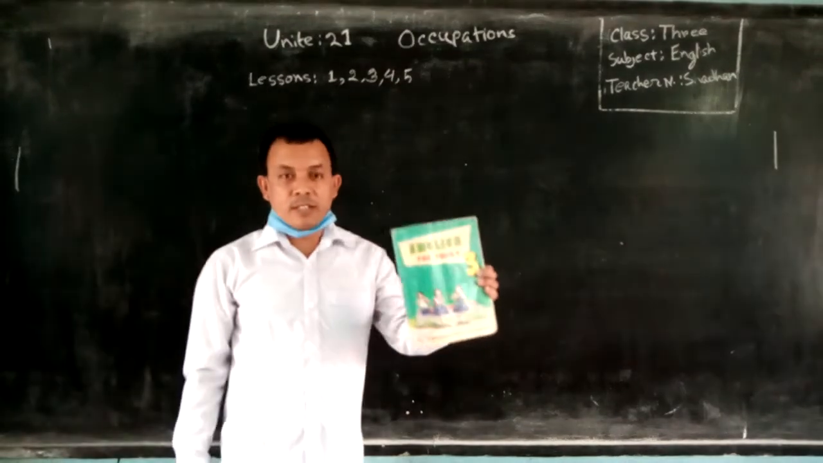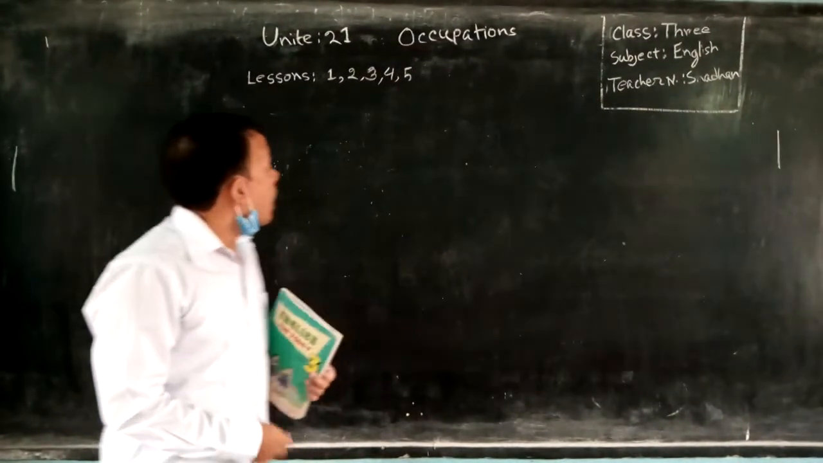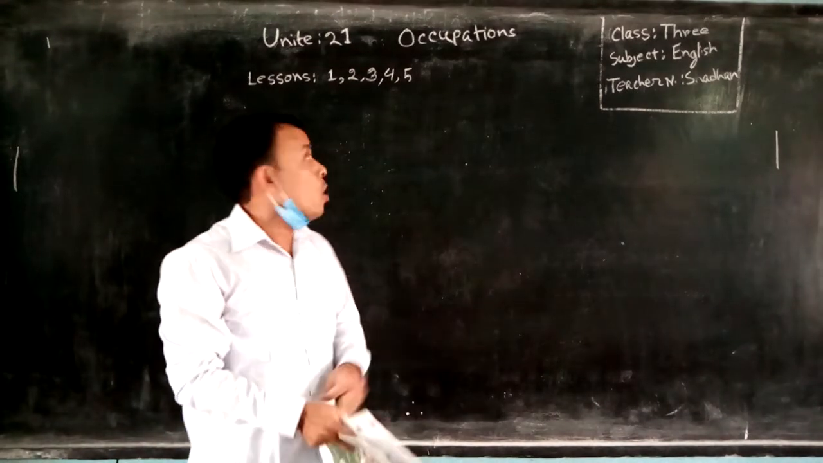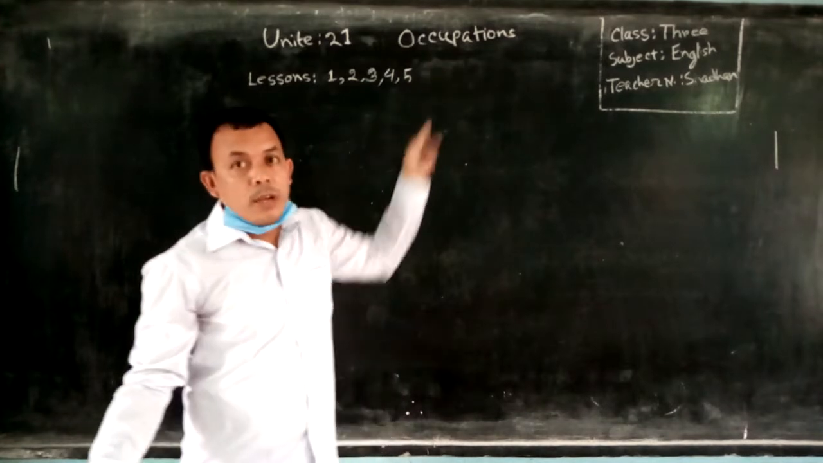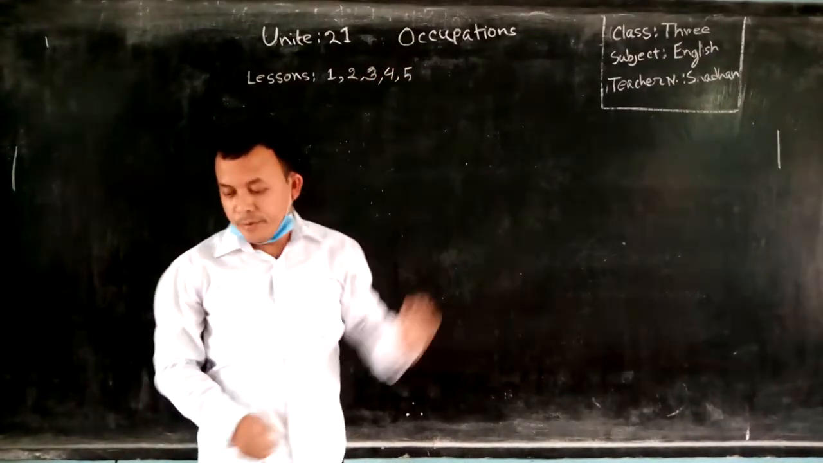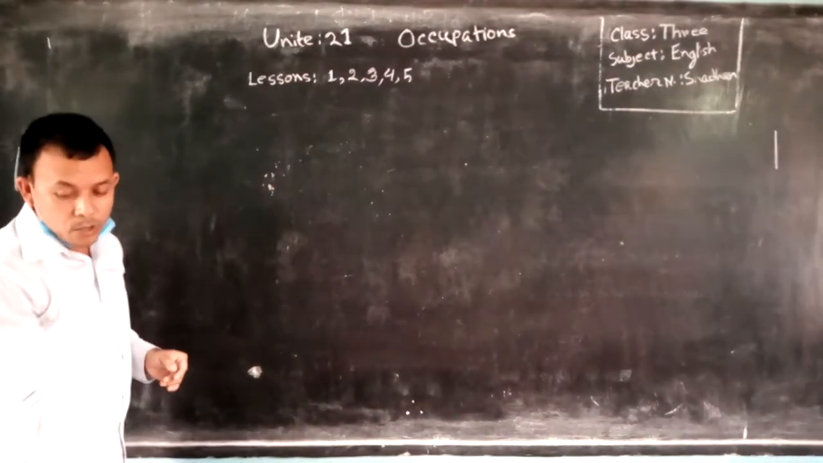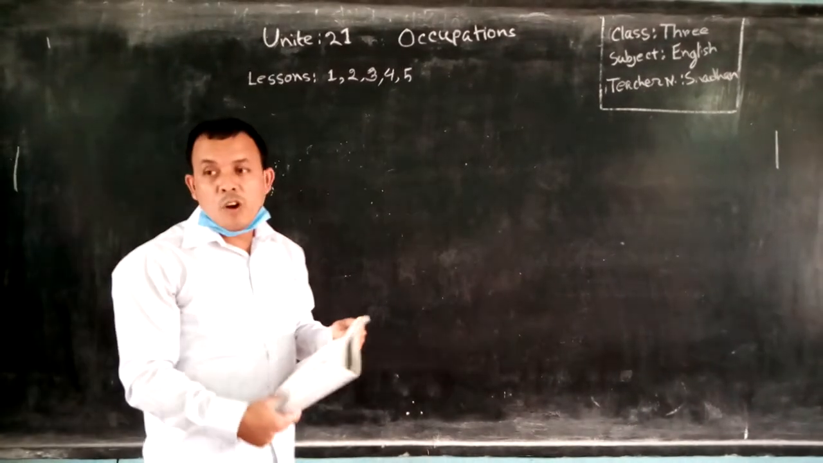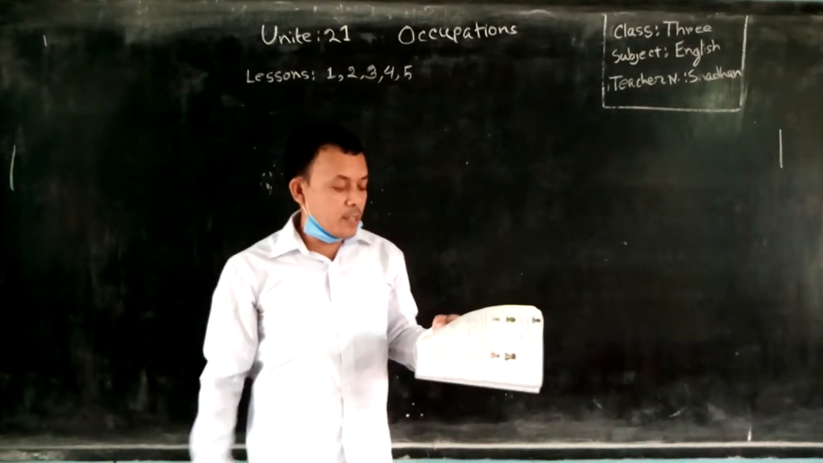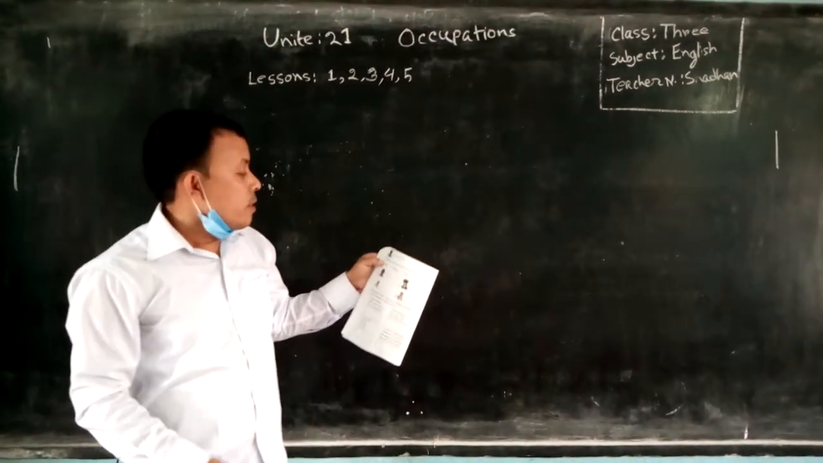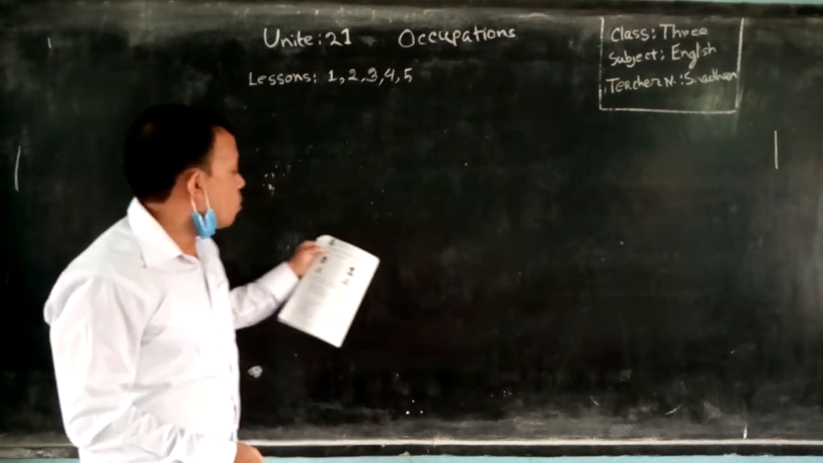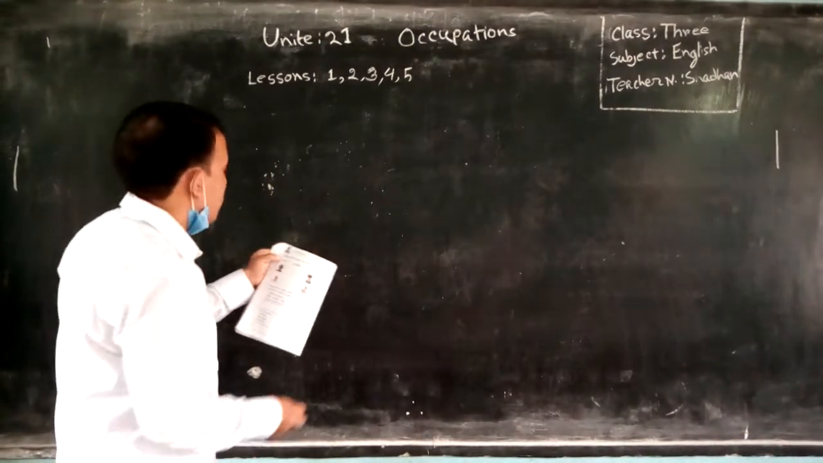For the students of class 3, our unit is 21 and the unit name is Occupations. Here, lessons are 1, 2, 3, 4 and 5. First, you have to open your books and please turn to page number 42 and look at unit 21, Occupations. A. Look and match, write the correct word.